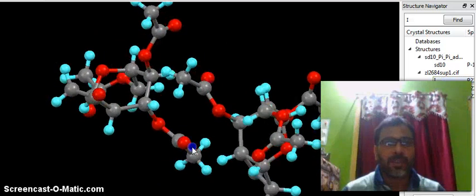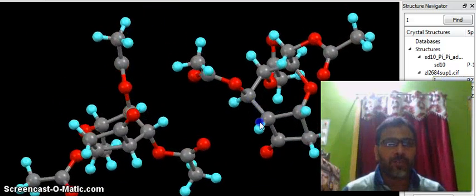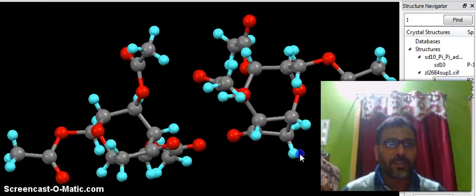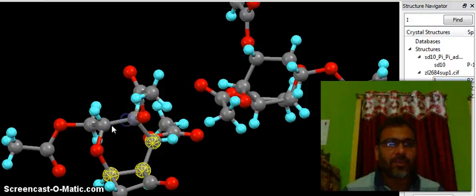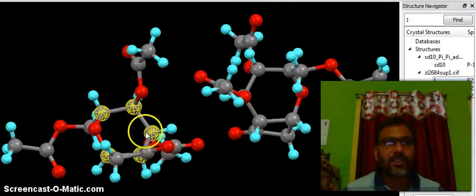Now you see this is also the chair form, but this is, you see, 1 carbon, 2 carbon, 3 carbon, 4 carbon, 5th carbon, and this is up and this is down.